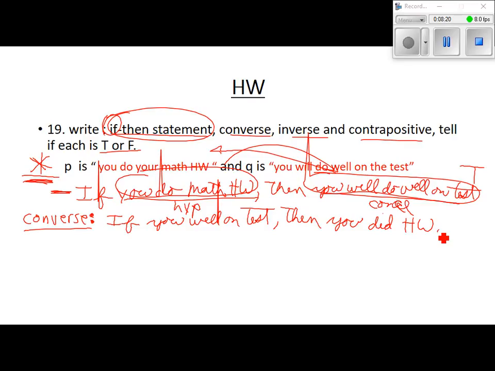False. That one I would say maybe could be false, because are there people in the world who can come in here and just do the test and never ever had to do the homework? Yeah. Austin, are you one of those?